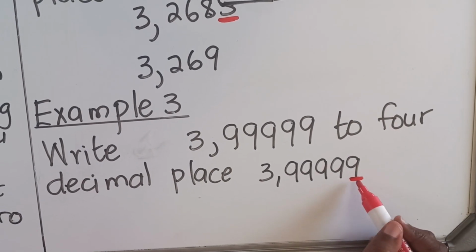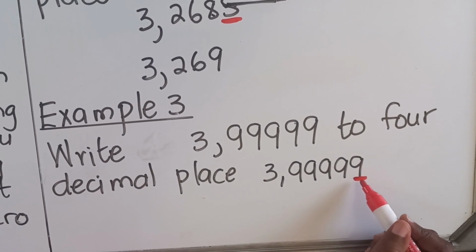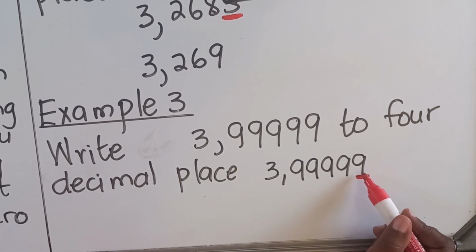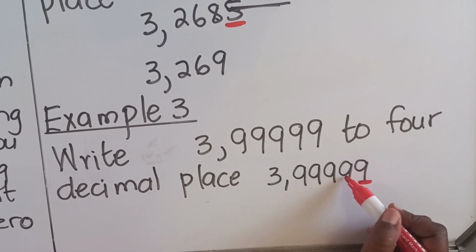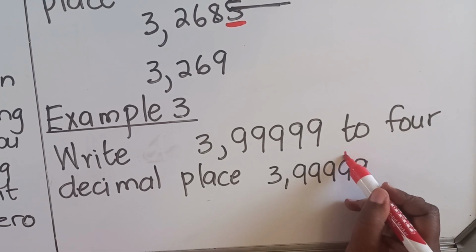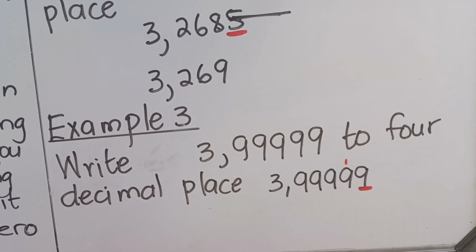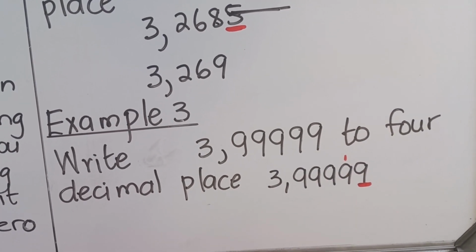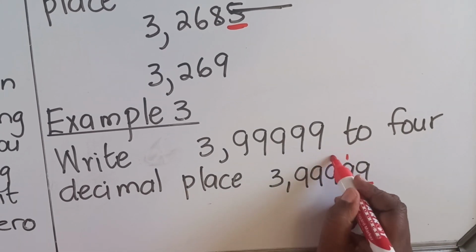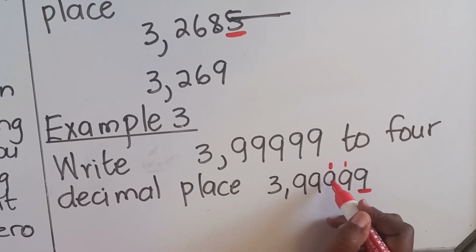Now, when I look at the 5th one, is it less than 5 or more than 5? It's 9. It's more than 5. So the rule says I must add 1 on this one. When I add 1 on this one, it becomes 10. So I can't write 10. The 0 is units, the 1 is tens. So it's going to go to the next one. This one is also going to be 10, because 1 plus 9 is 10.